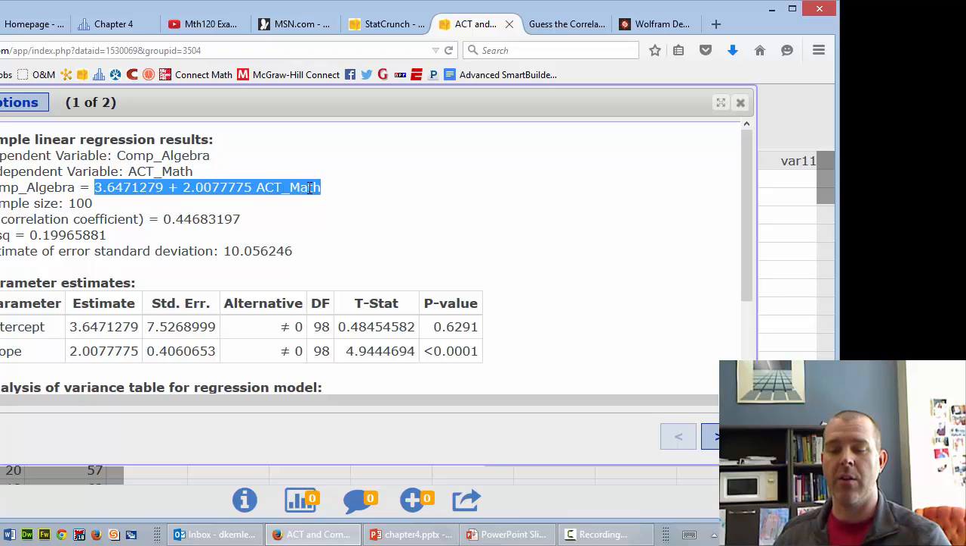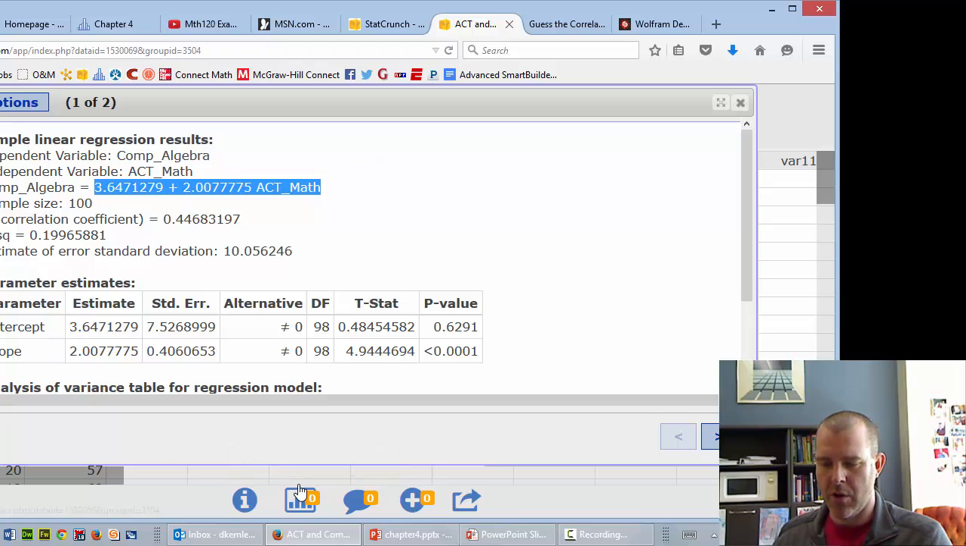So here is the equation for the line. It's about double the ACT Math score plus almost 4. If you're looking for mx plus b, it would be like 2x plus 3.6, something like that. So that is predicting the Compass Algebra score from the ACT Math score.